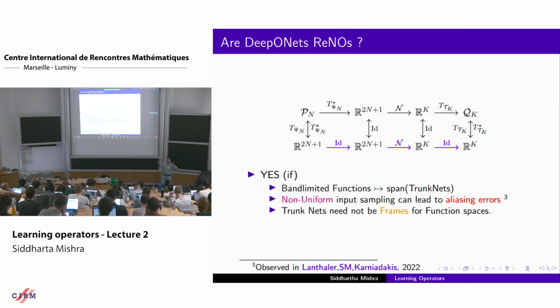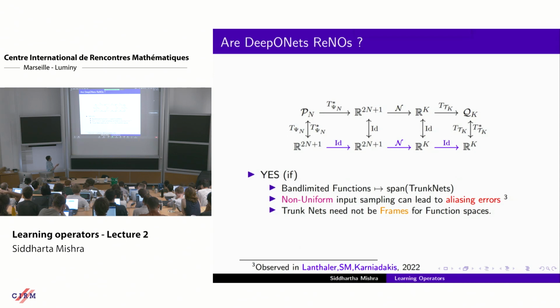Within these caveats, it is going to be a Reno, but if you break it, then it fails to be a Reno. So this is, for instance, many people say, oh, it's very good with DeepONets because you can do random sampling. But random sampling is going to lead to problems, because the sinc basis and the Shannon sampling theorem is with uniform sampling. If you take random sampling, then you get aliasing errors. And this was already noticed in this paper, although we did not put it in this particular framework.